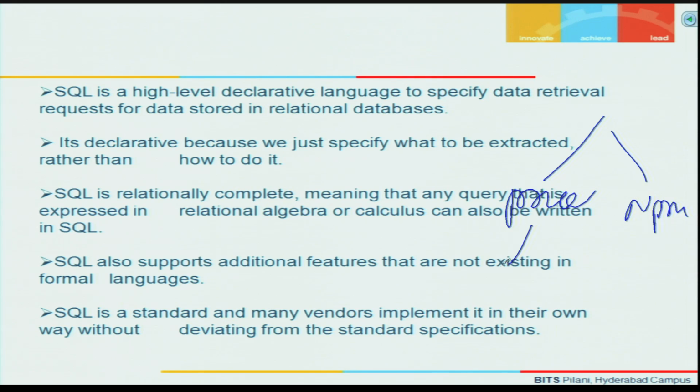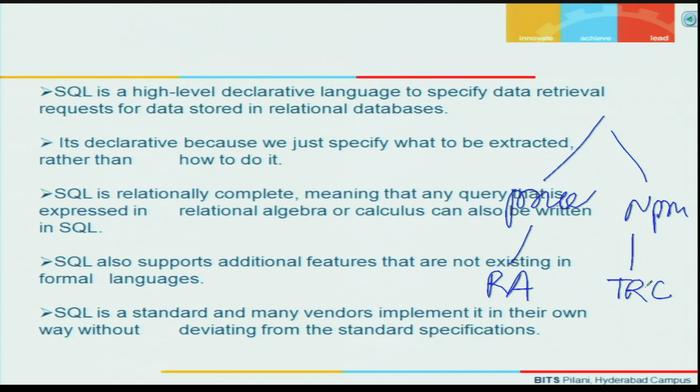Relational algebra is a procedural language because we specify a series of relational operations to extract or retrieve the data from the database, whereas the formal query language, the tuple relational calculus, we understood that it is a non-procedural language because we just specify what we want from the database. That's why it is called a declarative language.